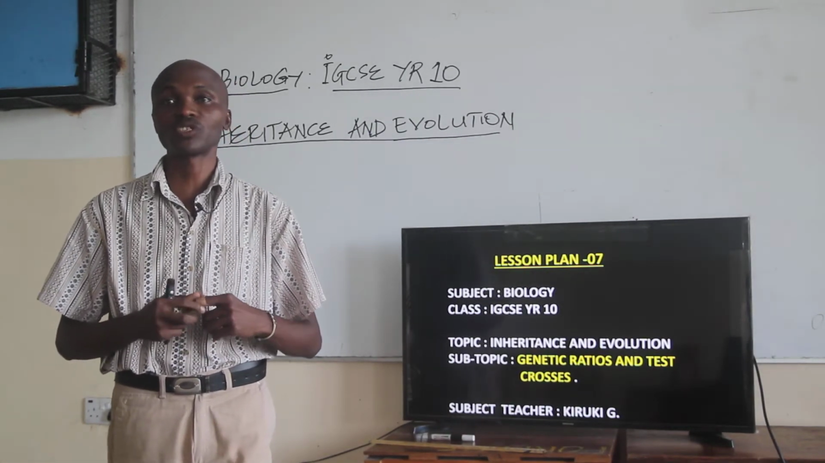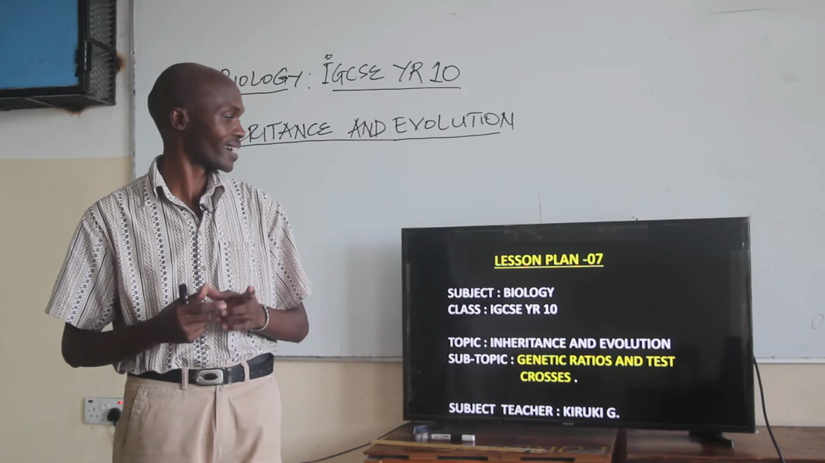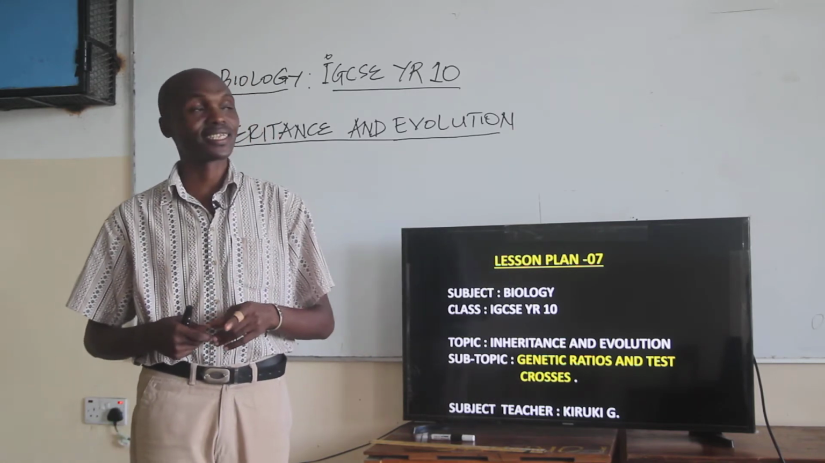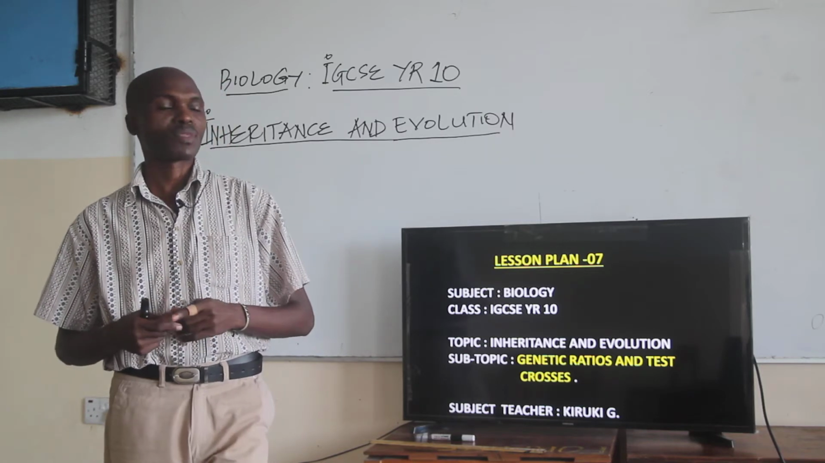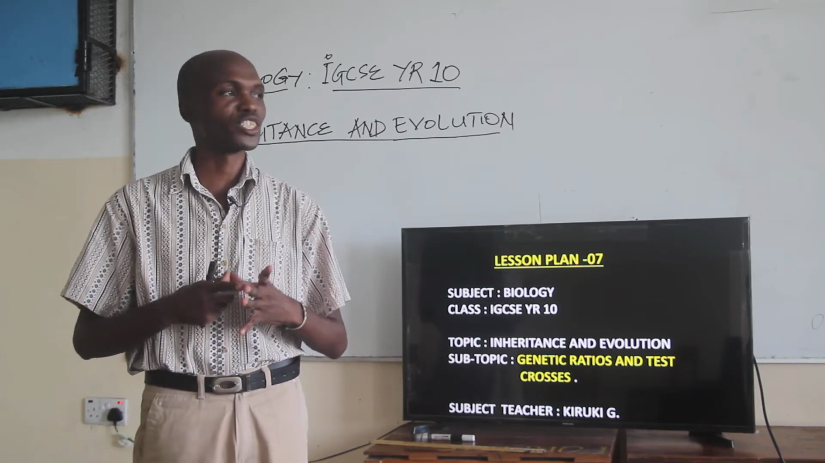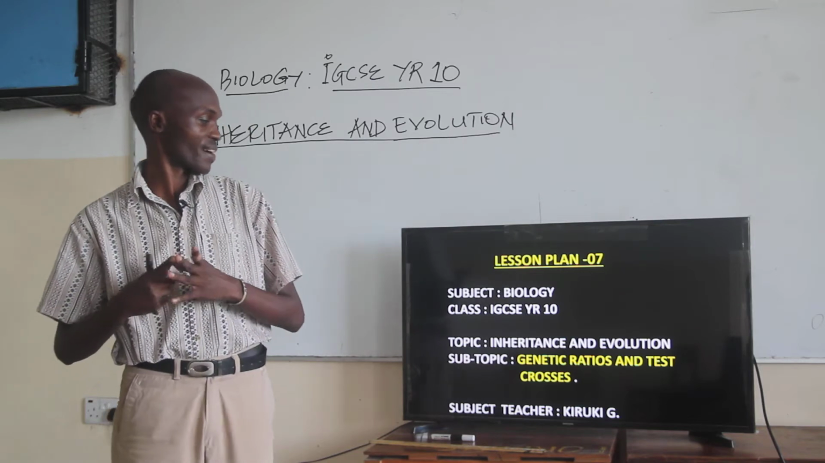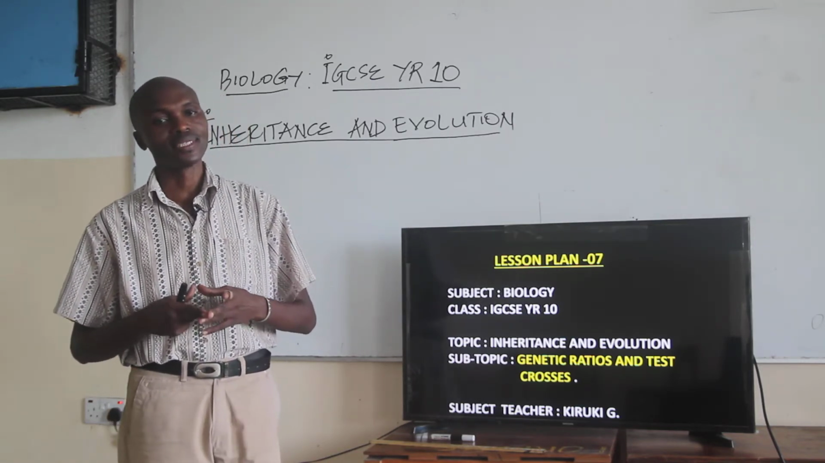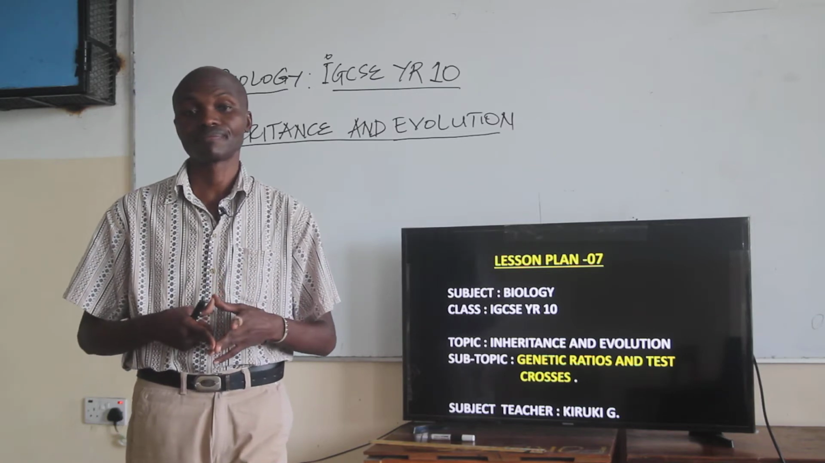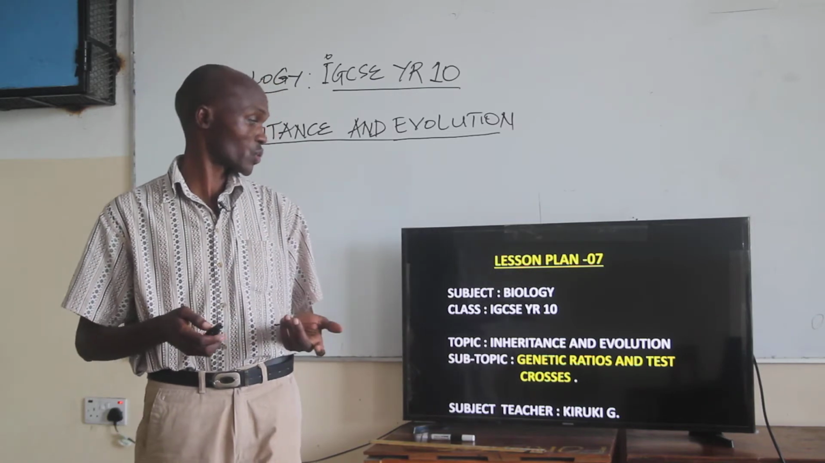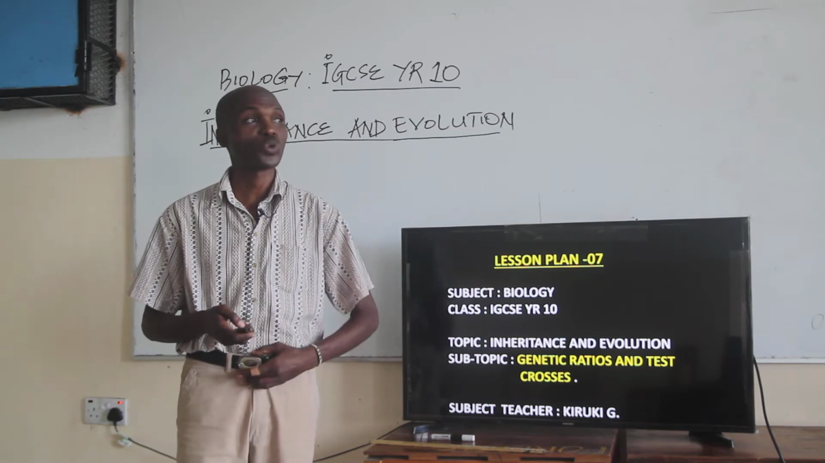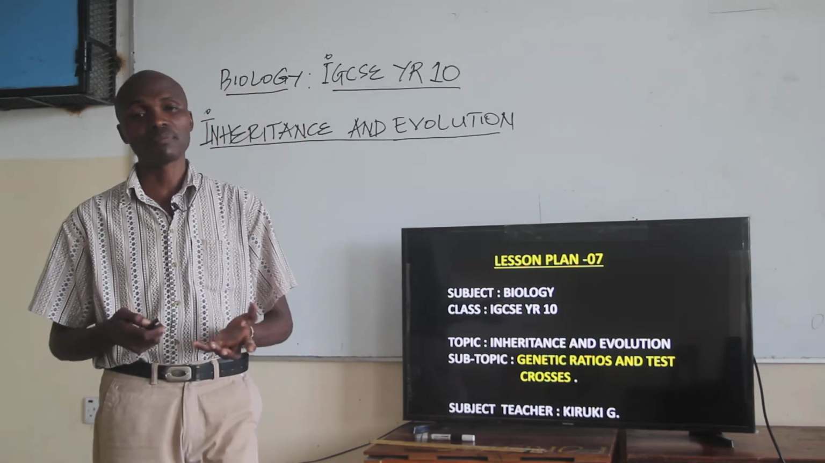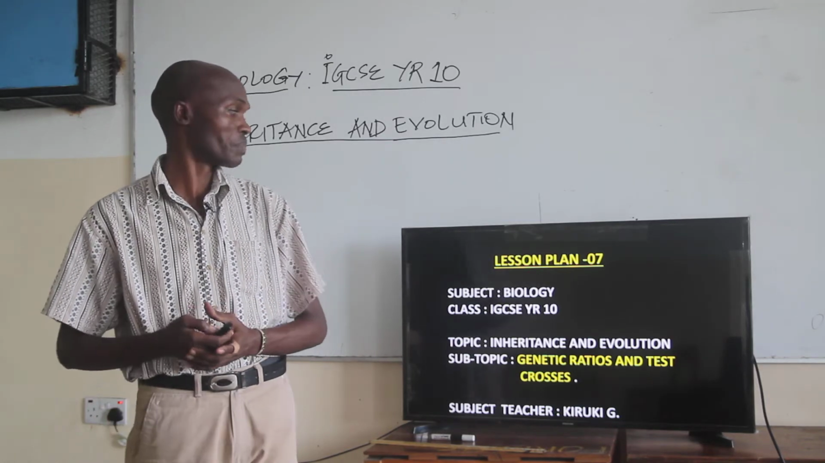This is our 7th lesson in the topic inheritance and evolution for the IGCSE Year 10 biology class. Our subtopic today is genetic ratios and what we refer to as test crosses. We'll be looking at how genetic crosses or test crosses are done, and the ratios and probabilities with which we are able to express the outcome of any genetic combination.